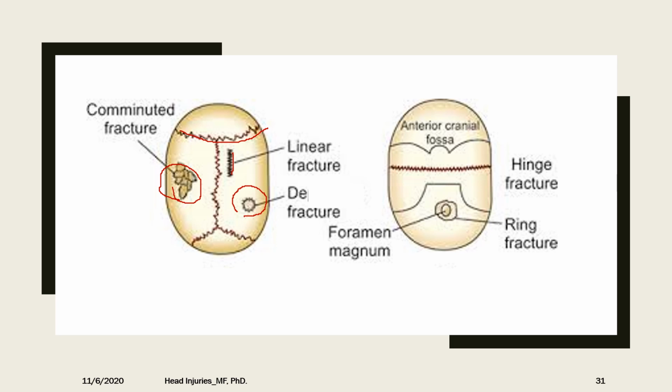If we look at the base of the skull, we can see here the ring fracture around the foramen magnum. And this is a hinge fracture, an example of a hinge fracture where it extends from one side to the other side of the skull, separating the base into two different halves.